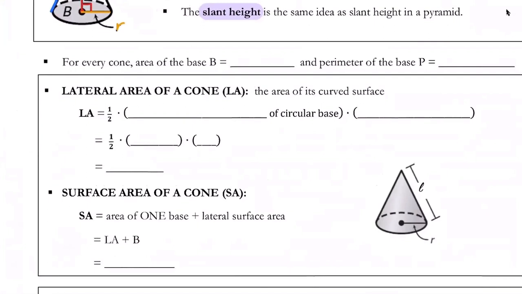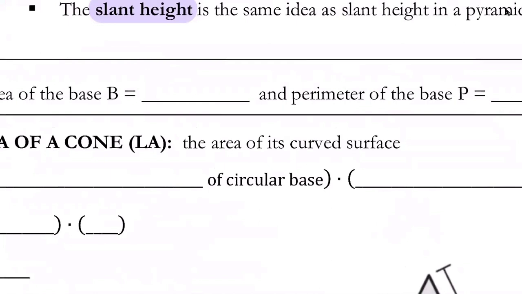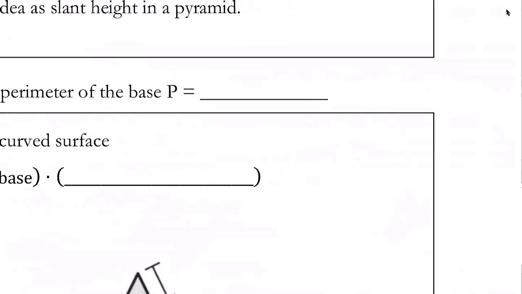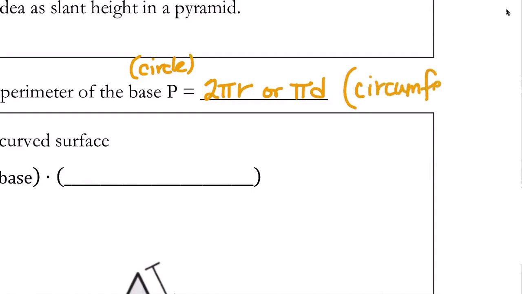Okay, formulas for how you calculate surface area and volume for cones. For every cone, the area of the base, it's a circle, right? The base is always a circle, so the area will just be pi r squared. And the perimeter of the base, again, it's a circle, so the perimeter of the base is 2 pi r or pi d. Perimeter is the same thing as circumference when you're talking about a circle.